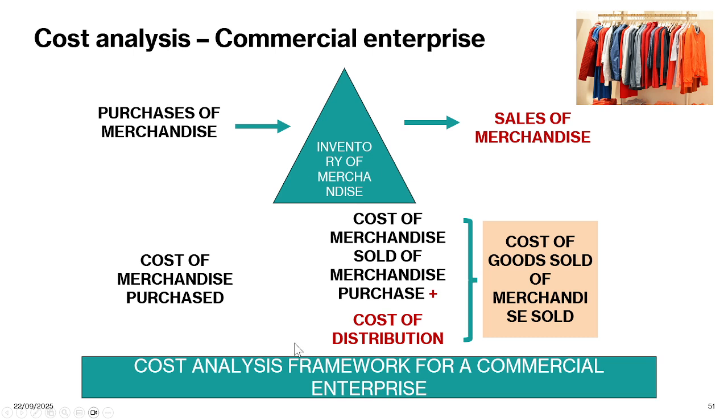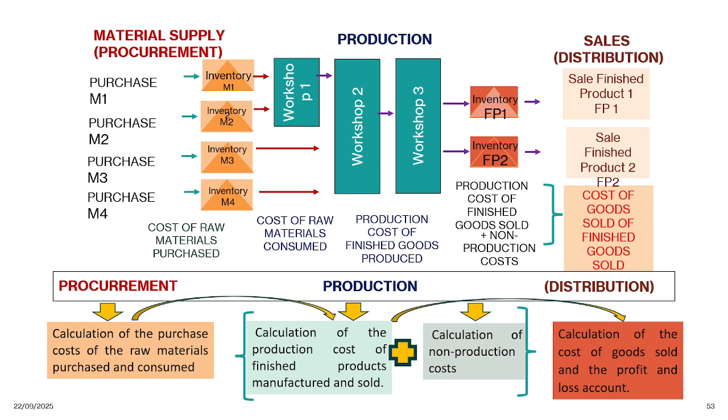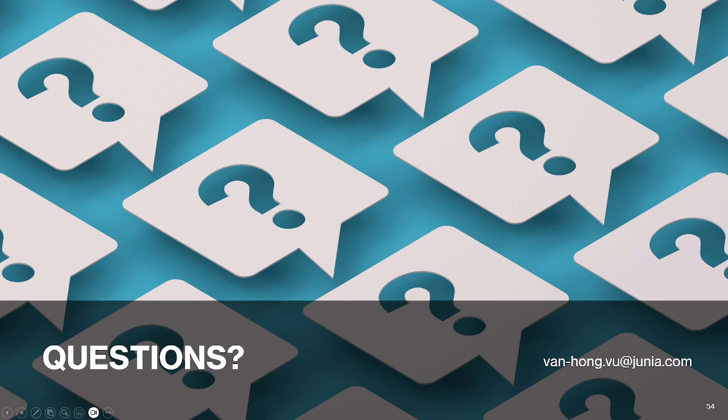So this is a cost analysis schema of a commercial enterprise, which purchases the merchandise and has a cost of merchandise purchased, and after that they add on the cost of distribution. So we have the cost of goods sold of merchandise sold. And the next is the diagram of an industrial company's production process. We will use this diagram in our next presentation about the full cost method exercise. So I invite you to look at this and we will discuss it in the next one.